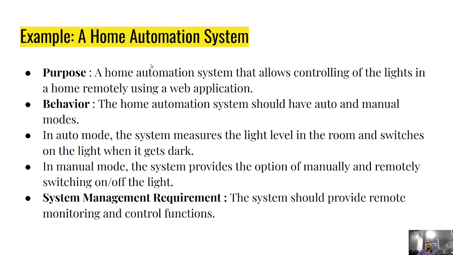For example, here we have a home automation system. We can define its purpose, that it will be a home automation system that will allow us to control the lights in a home remotely, using a web application. And how is the behavior? The device will work in 2 modes. One is the auto mode, the other is the manual mode. In the auto mode, the system will measure the light level in the room, and it will switch on the light when it gets dark. Whereas in the manual mode, the system provides the option of manually and remotely switching on or off the light.